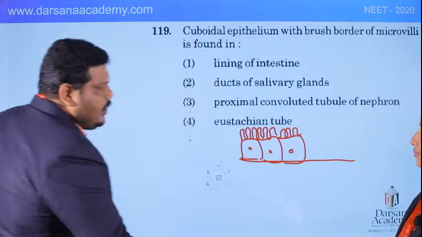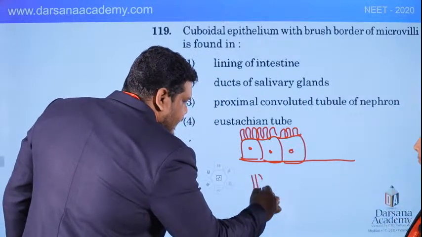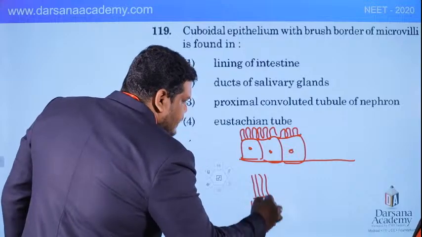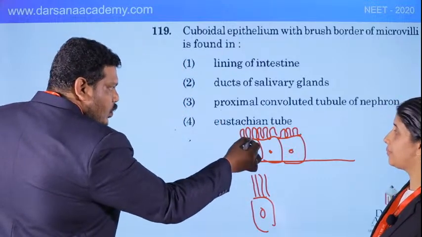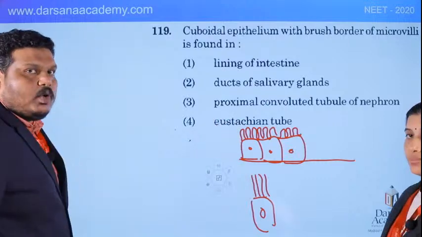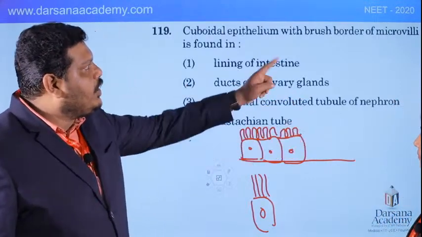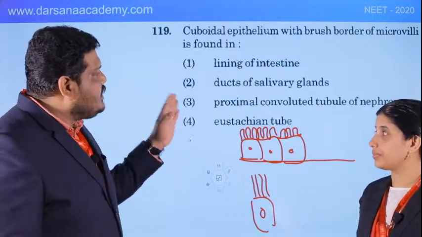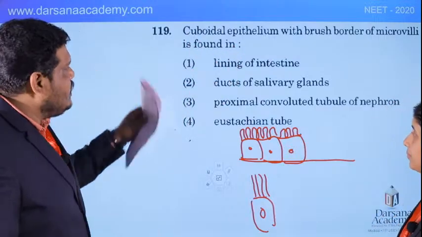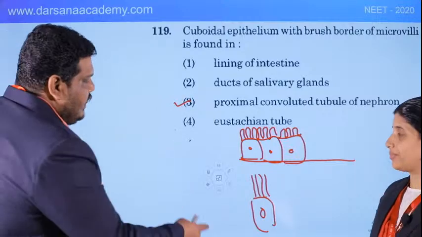This is brush bordered epithelia, and some types of cells have cilia; those are called ciliated epithelia. This one is called microvilli. A finger-like projection is always known as microvilli. So considering the proximal convoluted tubule of the nephron, which has microvilli in cuboidal epithelia, that is a statement from NCERT. So option 3 is the answer for question number 119. Is it clear? Move on to the next question.